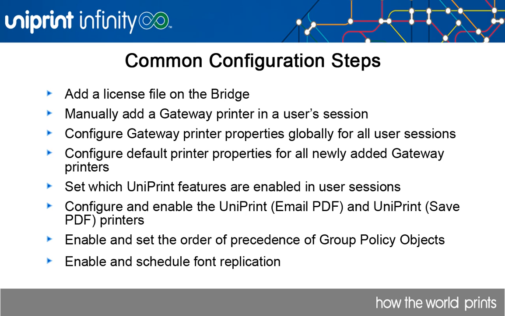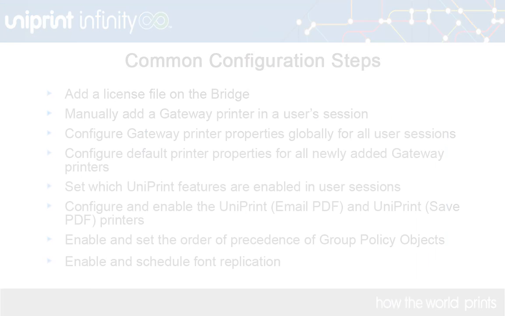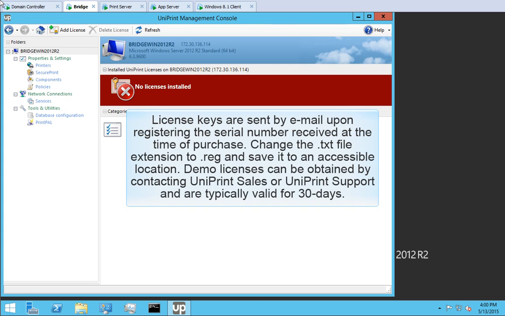Now let's go to the UniPrint bridge to add a license. License files are sent via email after you register your serial number on our website. These files arrive as text file attachments, and you'll have to change the file extensions from .txt to .reg. We'll be installing a demo license in our test environment, and if you're testing UniPrint Infinity, you can also obtain a demo license by contacting UniPrint Sales or UniPrint Support.